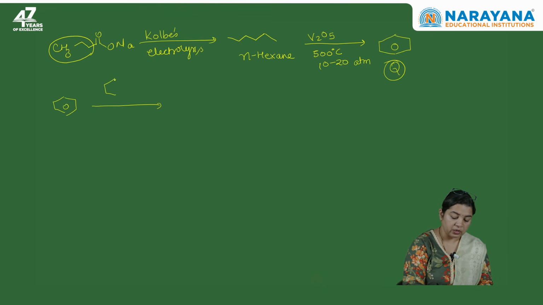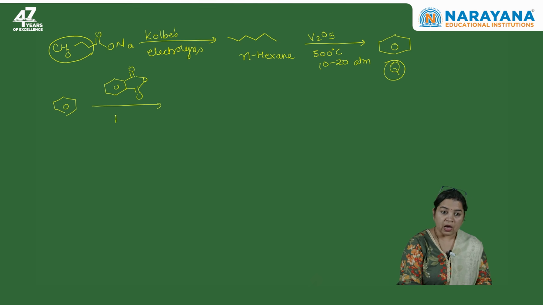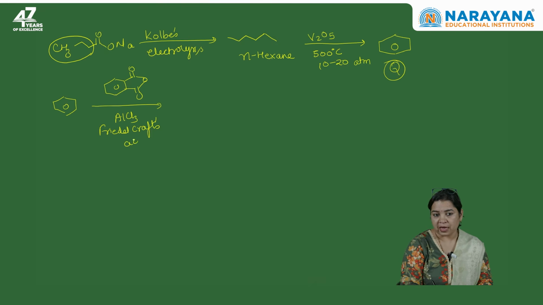Now this Q is taken forward for the next reaction. Seeing what the reaction is, phthalic anhydride is used. Phthalic anhydride along with AlCl3 is a famous reaction, Friedel-Crafts acylation. So what will actually happen? This is attacked by AlCl3, right? Here there is resonance and this moves away. So I'll get an acylium ion which is attacked by benzene. Let us see what product we will get.